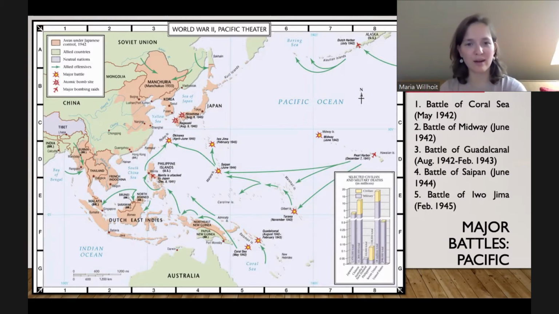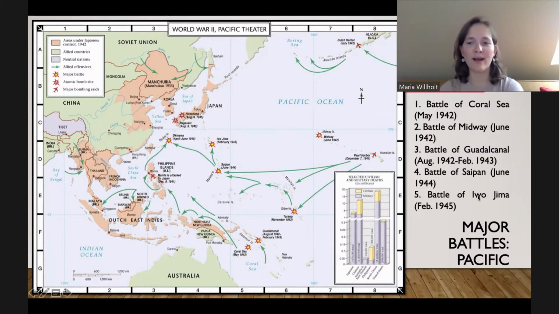But anyway, the Pacific is still a very important theater. We call it a theater, kind of. It's where the drama happens. And we have some major battles. The Battle of Coral Sea, that was actually the first major battle in which America defeated Japan through mostly our air forces. We have also the Battle of Midway, Battle of Guadalcanal, the Battle of Saipan, and really one of the most famous ones is the Battle of Iwo Jima.